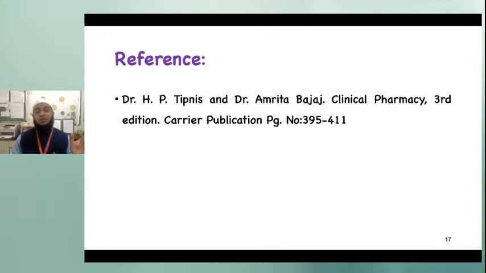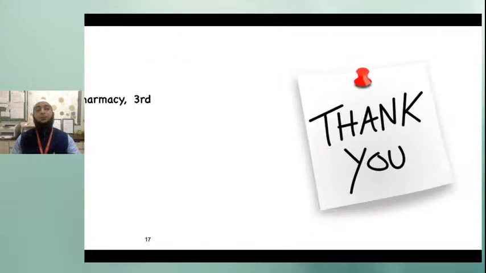So I must thank the authors of this textbook. For most of your chapters of clinical pharmacy, I am referring to this book, by Dr. H.P. Tipnis and Dr. Amrita Bajaj. They have given wonderful information on clinical pharmacy.